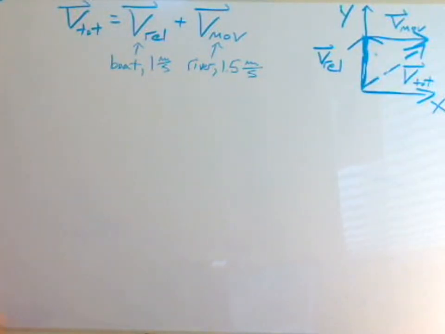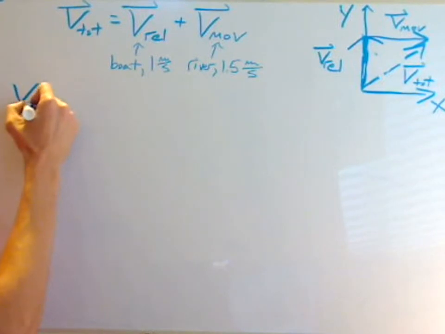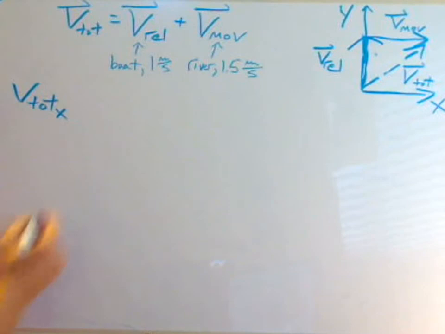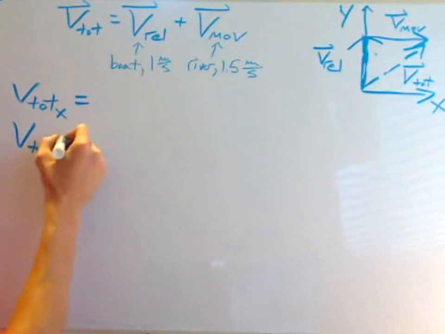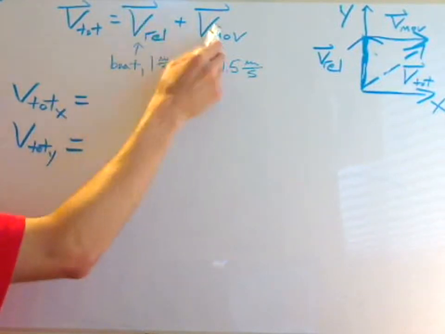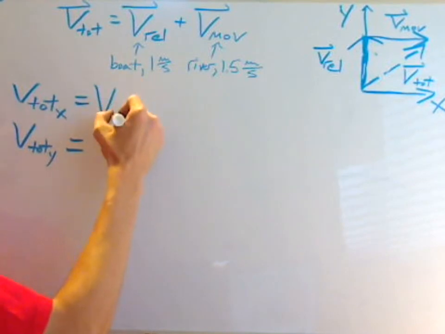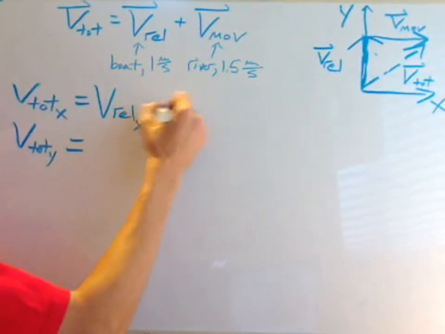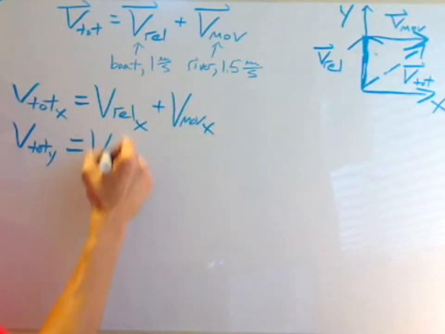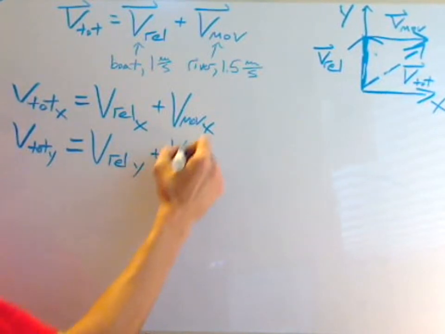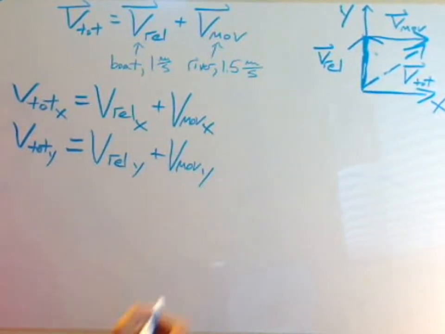So remember, if we're doing vector addition, just like in the last example, we need to add the components. So for the total velocity, we need to figure out what its x component is, and we need to figure out what its y component is. Well, the x component is just the sum of the x components of these vectors. So it's the relative velocity x plus the moving frame x component. And the same is true with the y components.